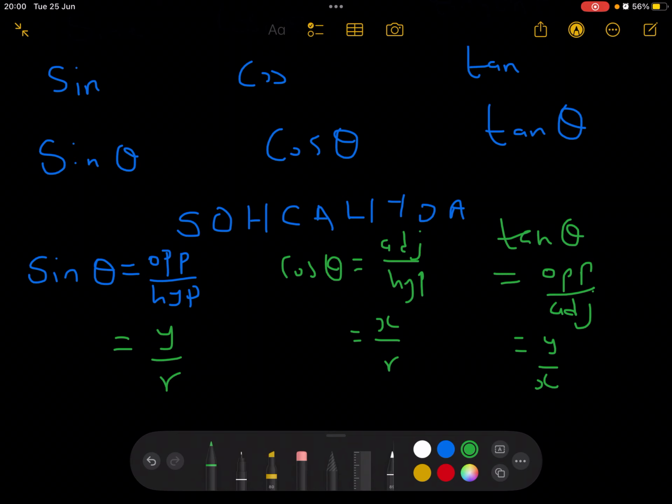Then we need to make a rule that x cannot be equal to 0 and r cannot be equal to 0, because if those are 0, then they can be undefined, which means those trig values do not exist. They are undefined.